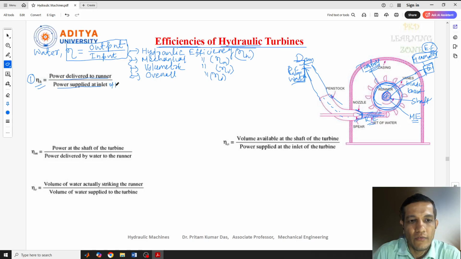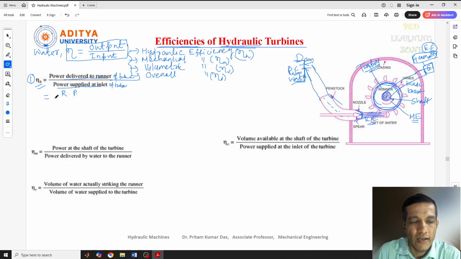Here we can write of turbine. Here also we can write of turbine. Turbine part was not written here, so for more clarification, we can write this. Now we can see this is the power delivered to the runner of a turbine. So this one also we can write, this is runner power.